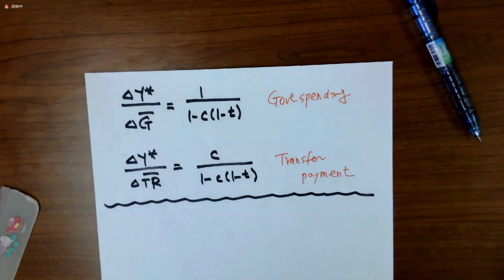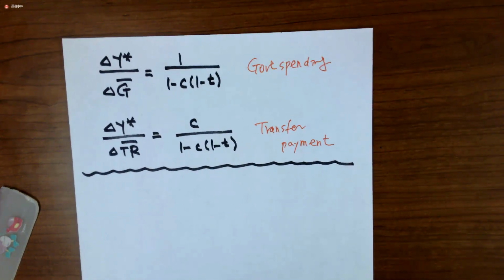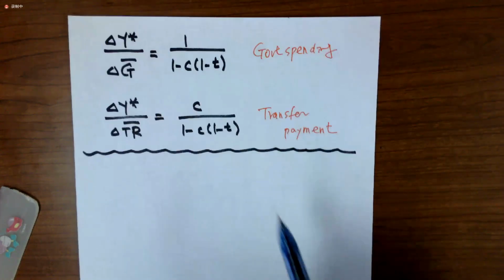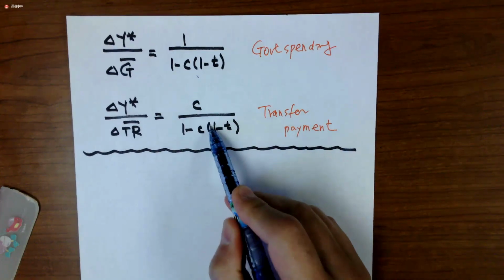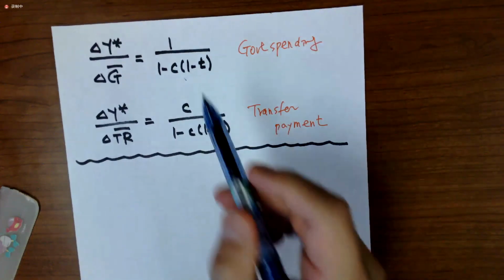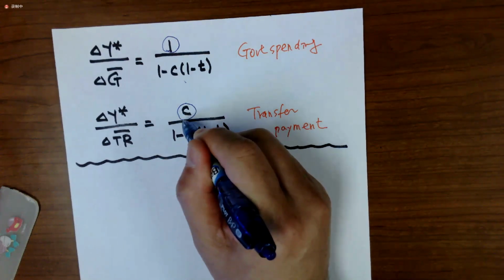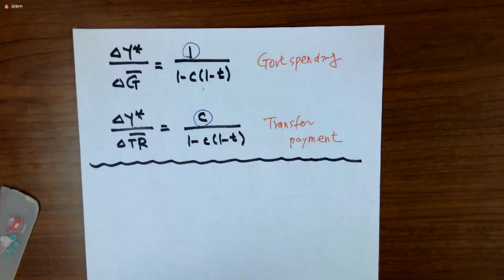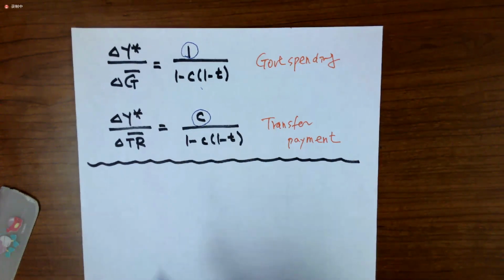I want you to look at these two expressions. Do they have the same denominator? They do. One has the numerator 1. The other one has numerator C. This is the marginal propensity to consume out of disposable income, between 0 and 1. Therefore, which one has a higher numerator?